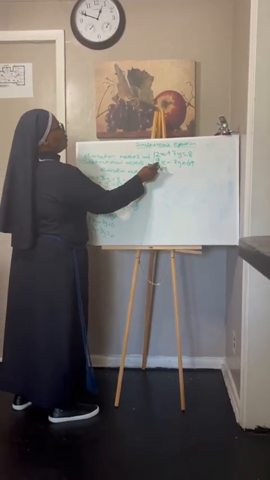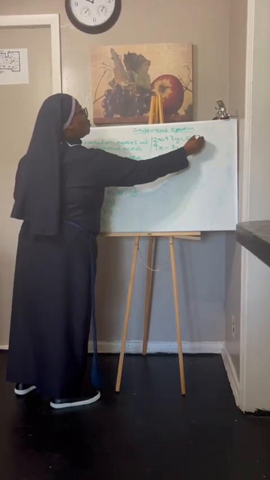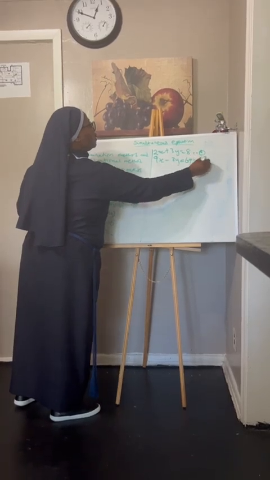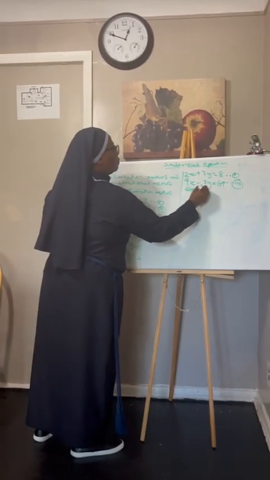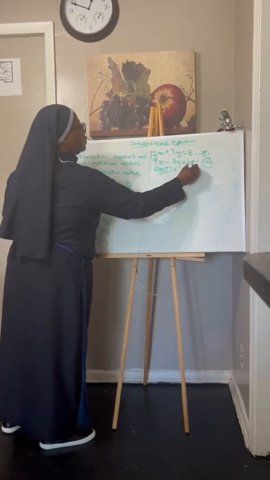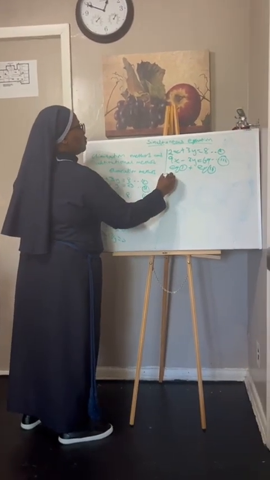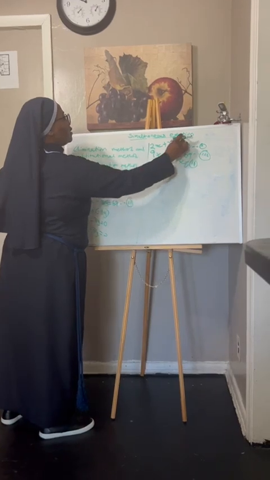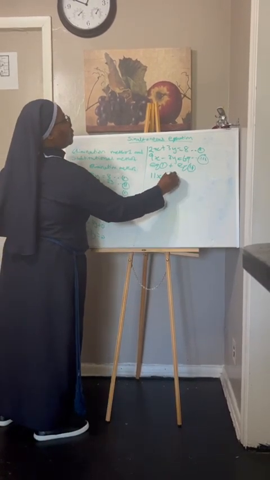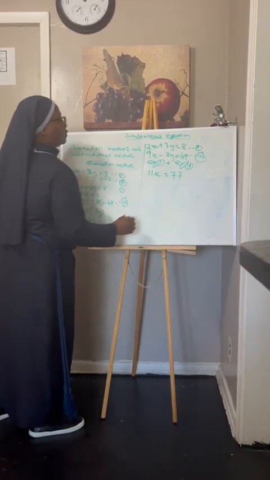Because of that, I'm going to use this and this. That is equation 1 and equation 3. Equation 1 plus equation 3. That's how this went off. So this plus this will give me what? 11x. And this and this will give me what? 77.